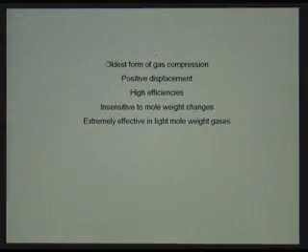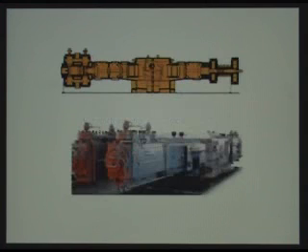Reciprocating compression is one of the oldest forms of gas compression. It's been around for a long time. Positive displacement, it has very high efficiencies. It's insensitive to mole weight changes and extremely effective in light mole weight gases. You'll see them, like we said, around hydrogen plants quite a bit.